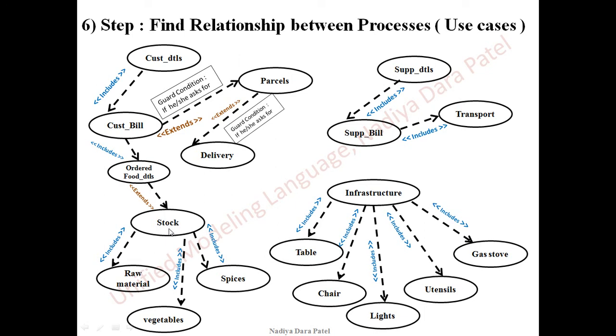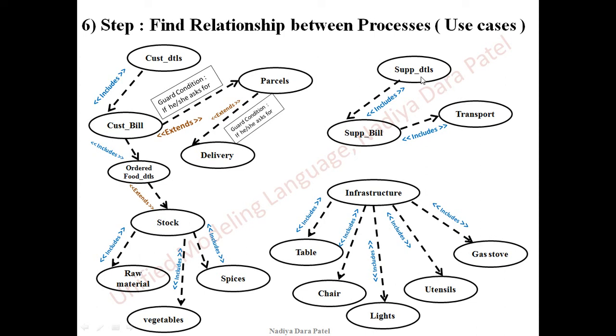Again, stock is including raw materials, vegetables and spices. Remember the list where we were getting confused about which to consider as actor and which as use case. Now you get them. Here you find them and you keep them.